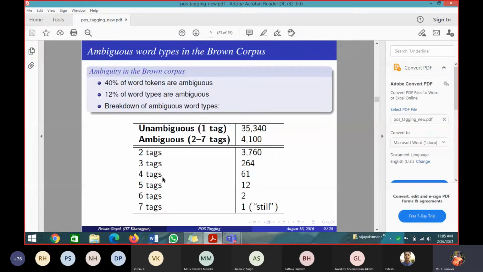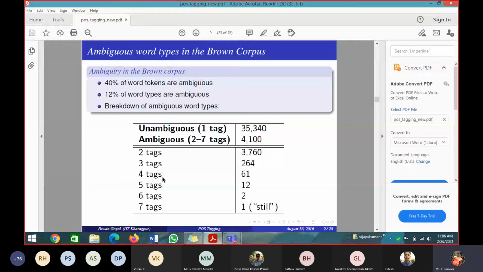They have given a breakdown of the ambiguous word types, right? Yes or no? Out of the entire Brown corpus, 40% of the tokens are ambiguous and 12% of the types. What are types and tokens? Types are unique words, ma'am. Very good. Tokens? Every instance of a word.